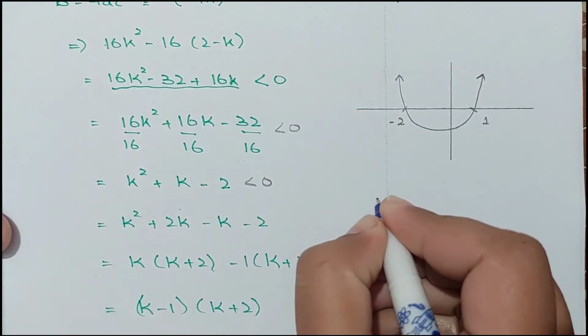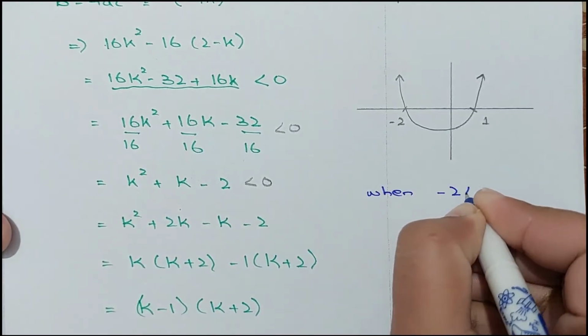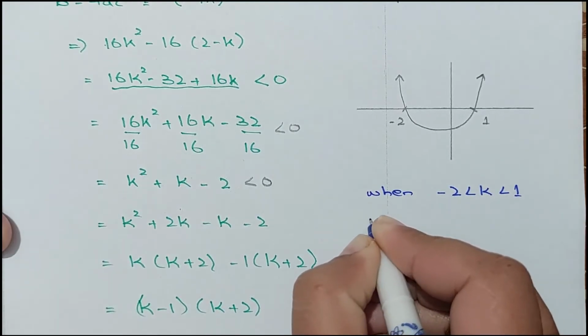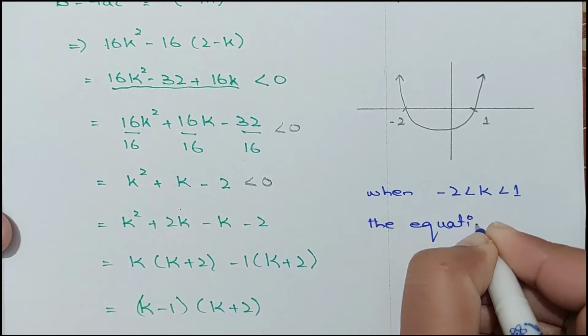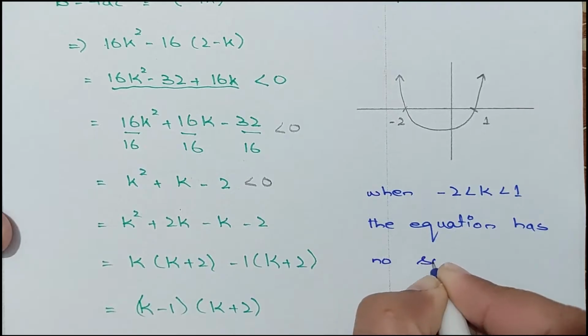So we can say when minus 2 is less than k is less than 1, the equation has no solution.